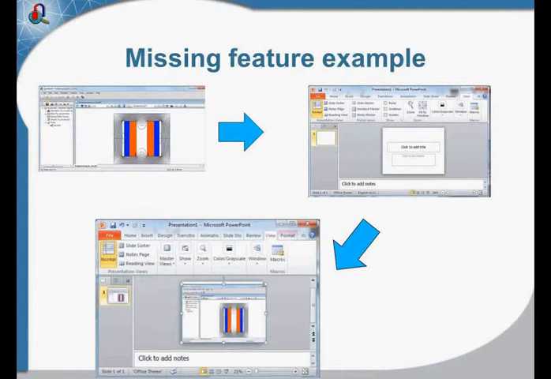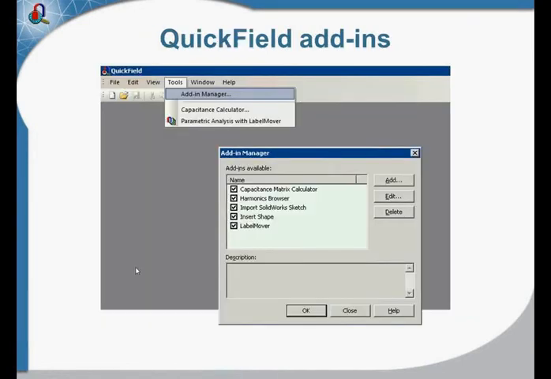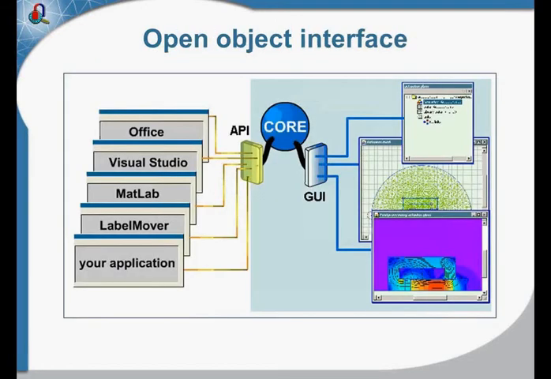It is simple, straightforward, but the situation changes if you need to repeat it hundreds of times. Then some special tool for automation will save you hours. With QuickField, it is also possible. A feature missing in our core user interface may be implemented as a separate utility which interacts with QuickField core via application programming interface.